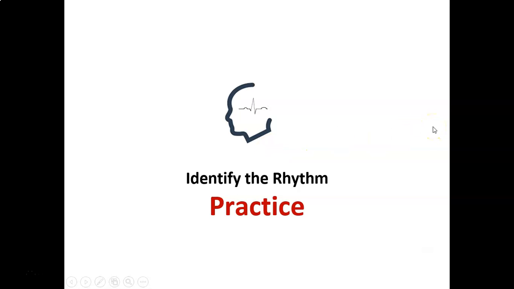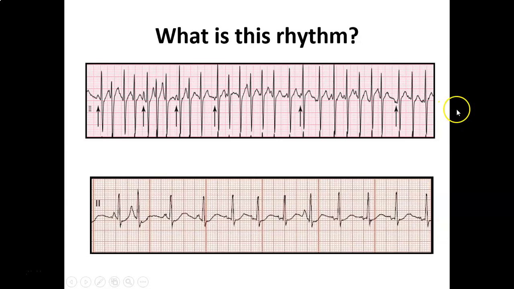Let's practice one or two steps. What's the rhythm here? Reflect yourself and apply the 5 steps. The rate is fast, the rhythm is irregular. See the RR distance. P waves of different shapes, more than 3 shapes. QRS complexes are narrow and PR interval is variable. So this is your multifocal atrial tachycardia.